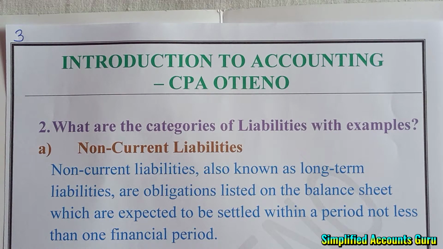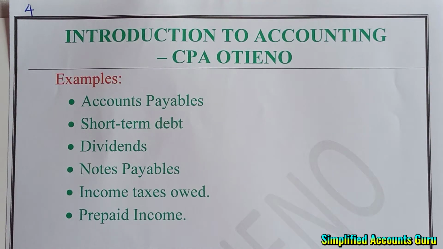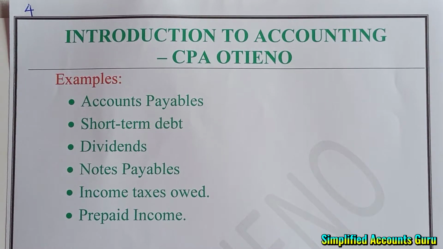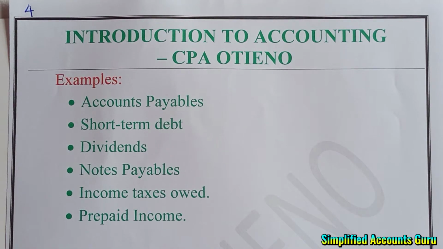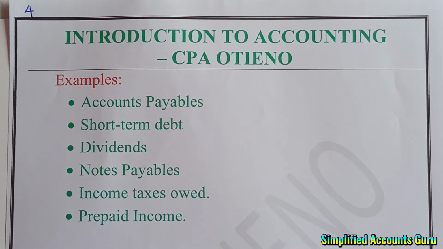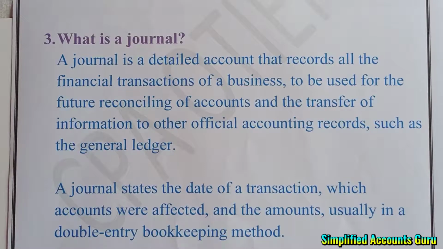Examples under that category are long-term loans and pension liabilities. Under the category of current liabilities, we have accounts payable, short-term debt, dividends, notes payable, income taxes owed, and prepaid income. We said that current liabilities are those liabilities expected to last in the business for not more than 12 months before they are settled.